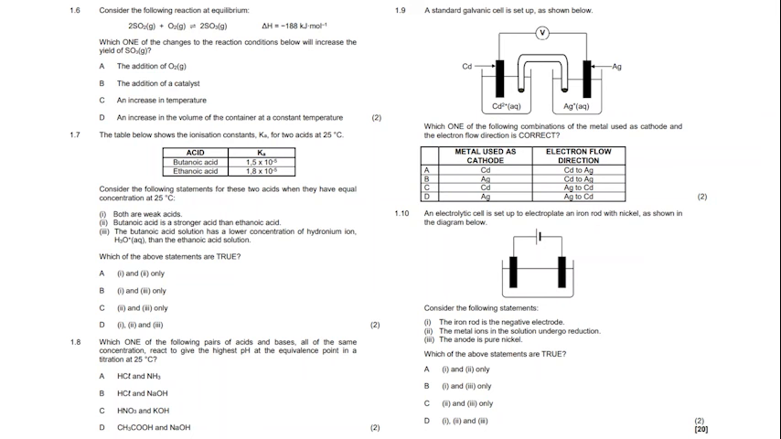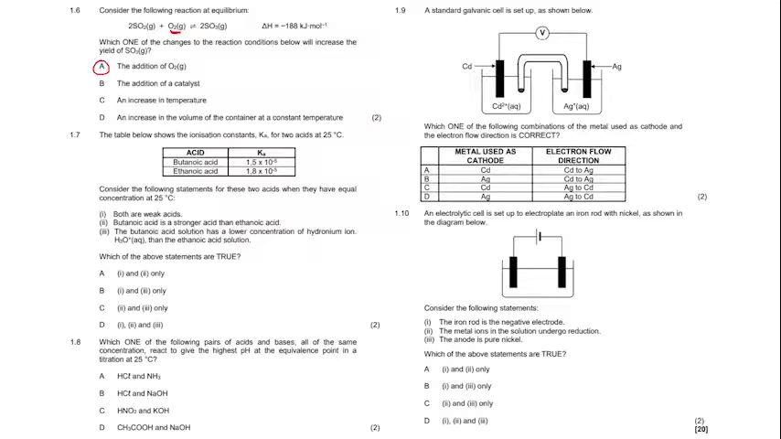An increase in the volume of the container at a constant temperature also affects the rate of reaction. However, it doesn't affect the amount of product produced. However, the addition of O2 gas, as we are adding a reactant, will therefore favor the forward reaction and more SO3 will be produced. Therefore, our answer is A.